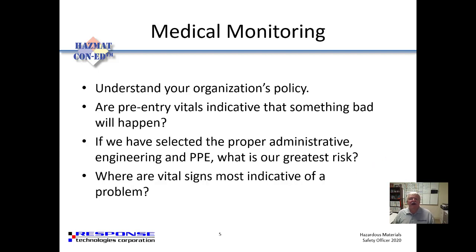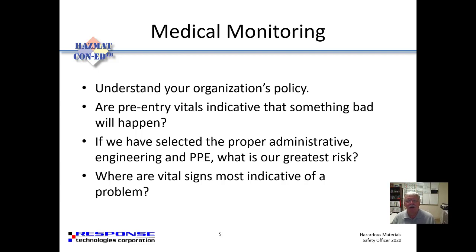Medical monitoring is obviously one of the first things that comes into play. There is a standard of care that says that prior to entry, medical monitoring will occur for the personnel wearing chemical protective clothing. Now, your organization's policy concerning medical monitoring and your emergency response plan prevails. We aren't here to dictate what is appropriate medical monitoring for you. I think everybody has a pretty good idea of what needs to be done. But remember one thing.